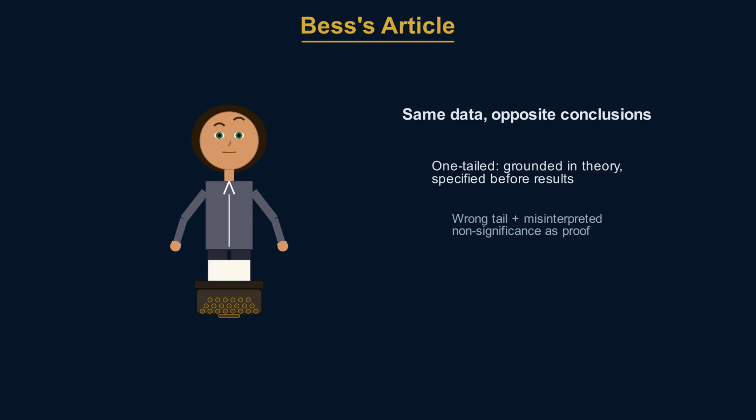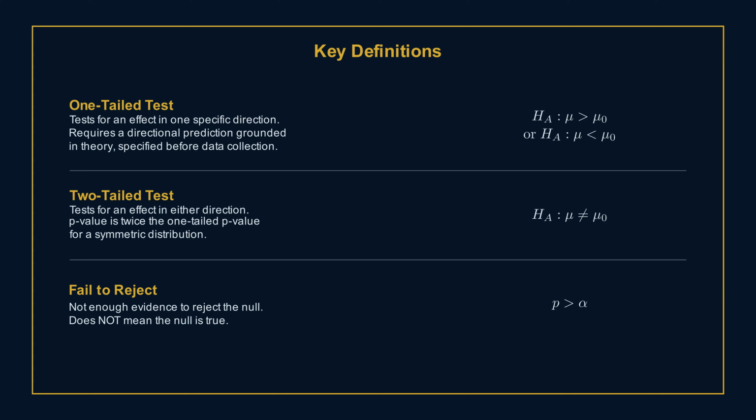This disagreement leads to two different lessons. The first is that you should always ground your choice of one- or two-tailed tests in theory. Whatever you believe will happen before you even look at the results is what's going to inform this decision. The second thing is about interpreting what happens when you can't reject the null. It is not a confirmation that the null is true, it just means you didn't have enough information to reject it. So that's the difference between one- and two-tailed tests.